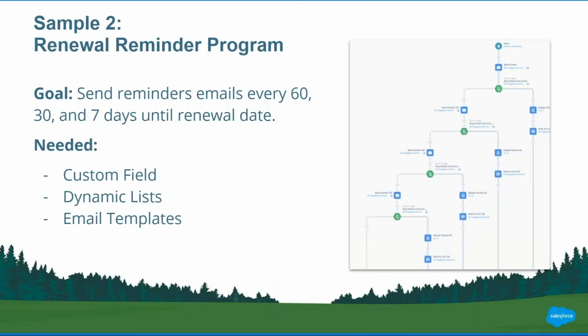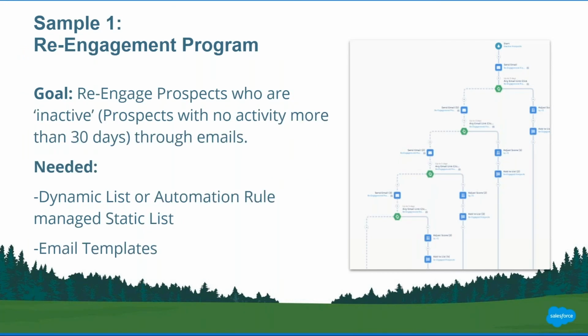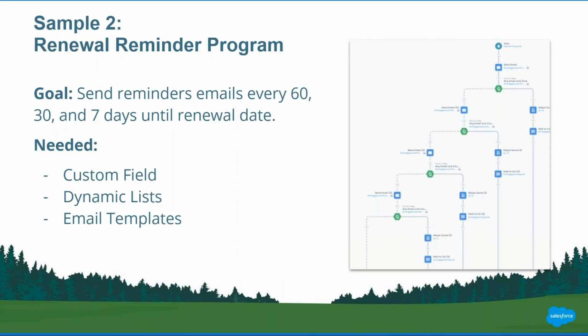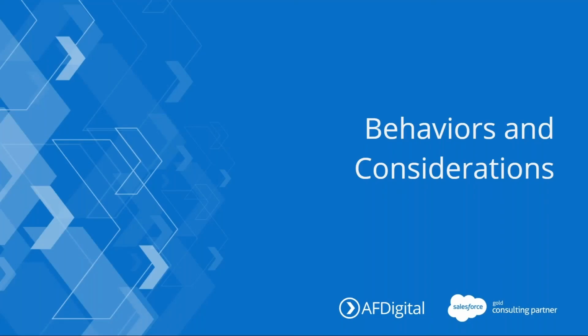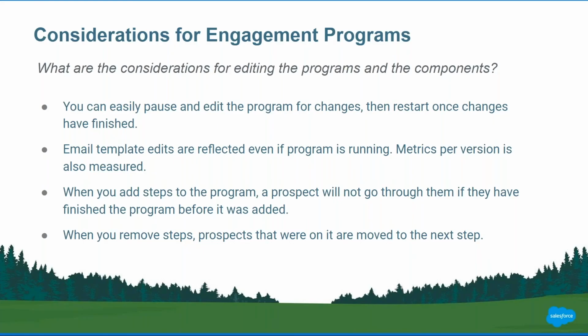So now that we have a basic understanding, or some sample use cases, of how a renewal or an engagement program can function, we can take a look at some of the things that you have to really consider, and the behaviors, when you're making an engagement program. So what are the considerations for editing the programs and the different steps within those programs? As I mentioned, the first thing is that you can easily pause and edit the program for prospect changes. Then you can easily restart it once changes have finished.